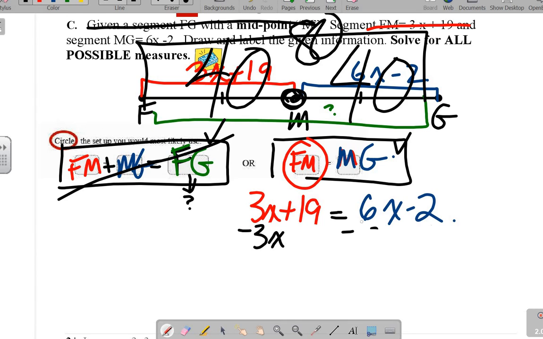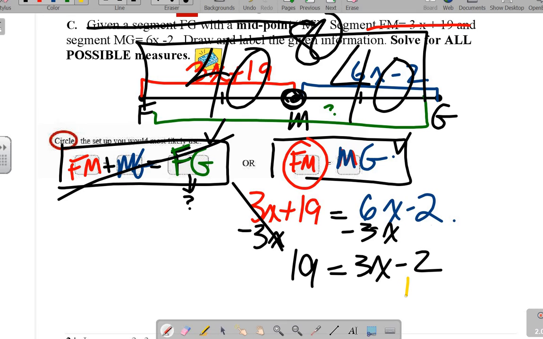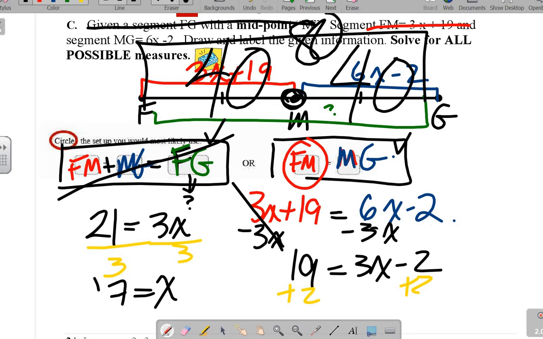So 3x, not good. So I have 19 equals 3x minus 2. You okay? So plus 2, I end up with 21 equals 3x. And divide by 3, x equals 7. Then you just plug it in from there. Sorry I didn't take this time to show all those steps, Sophia. Thank you for calling me on that.